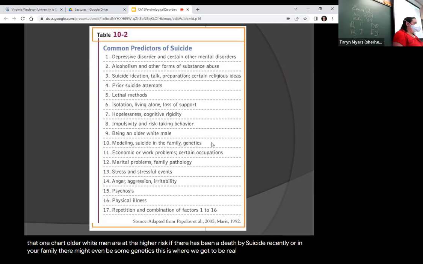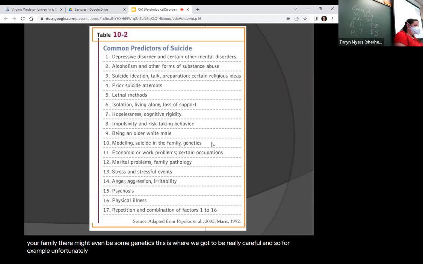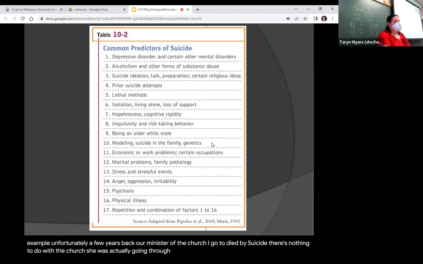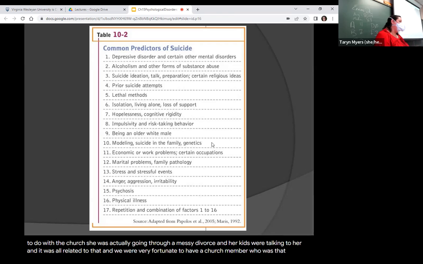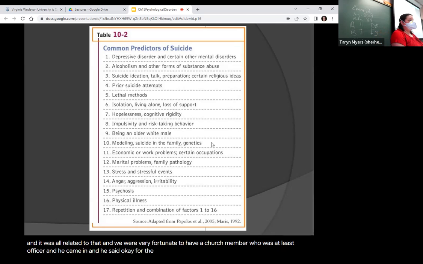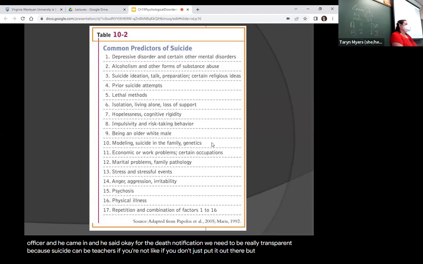This is where we've got to be really careful. For example, unfortunately, a few years back, our minister at the church I go to died by suicide. It was nothing to do with the church. She was actually going through a messy divorce and her kids weren't talking to her, and it was all related to that. We were very fortunate to have a church member who was a police officer, and he came in and said, okay, for the death notification, we need to be really transparent, because suicide can be contagious if you don't just put it out there that they died by suicide.